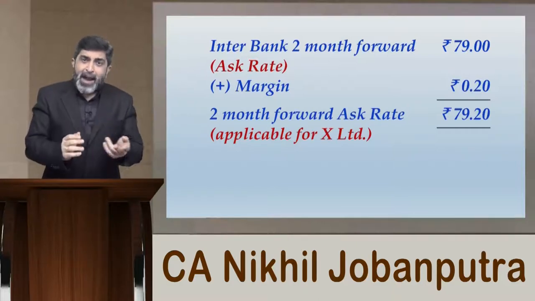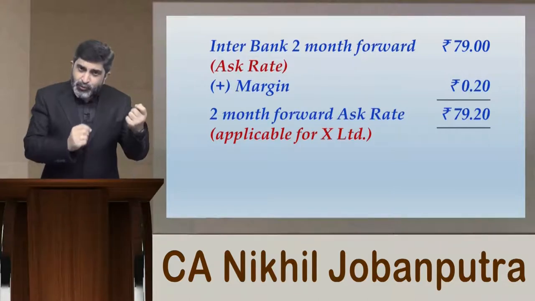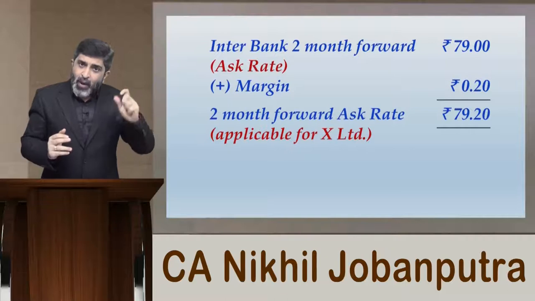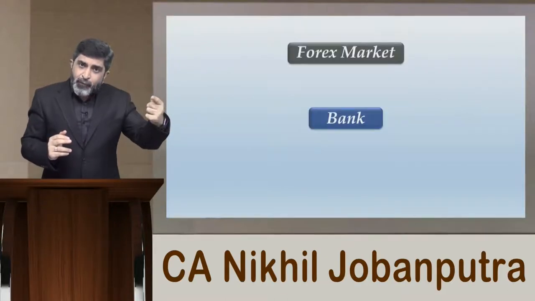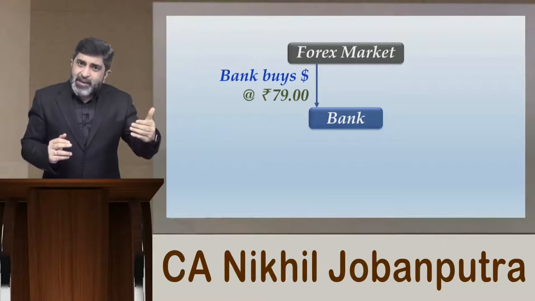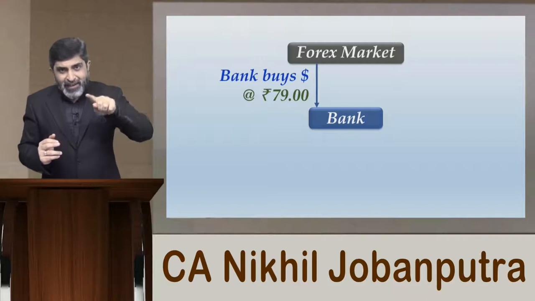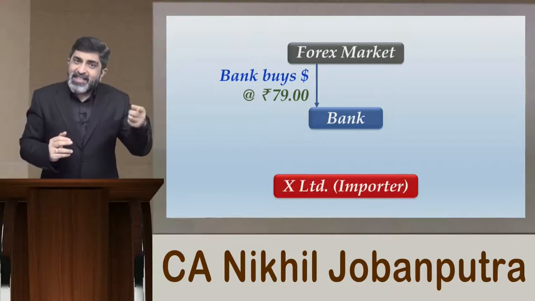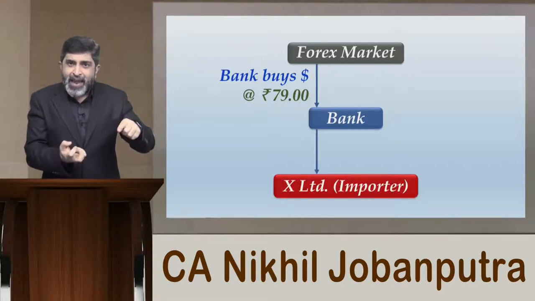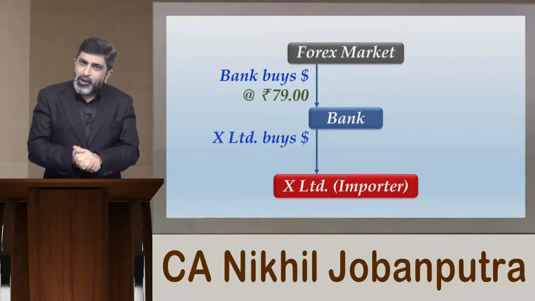So now, in parallel, two contracts got executed. That means two contracts have been entered into. One is the contract between the Forex market and the bank, or I would say between our intermediary bank and another bank in the Forex market, whereby our bank will be buying 1 lakh US dollar at the interbank ask rate of 79 per dollar, and then eventually X Limited will buy 1 lakh US dollar at the rate of rupees 79.20.